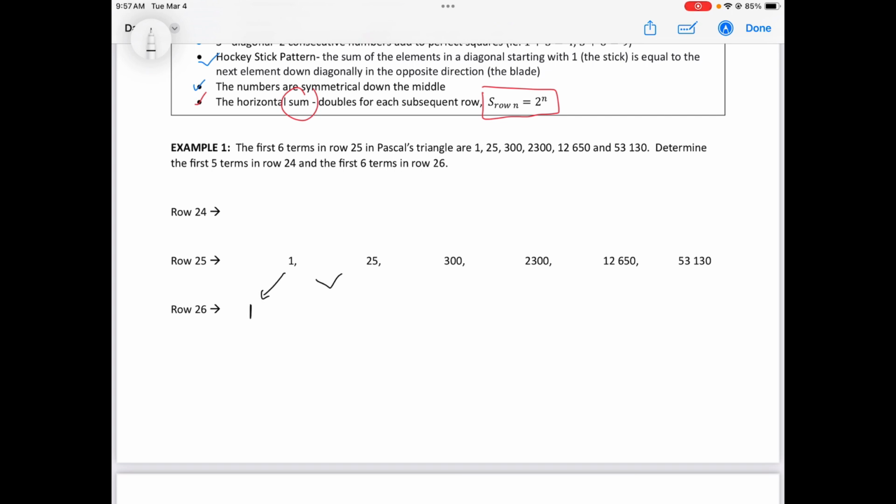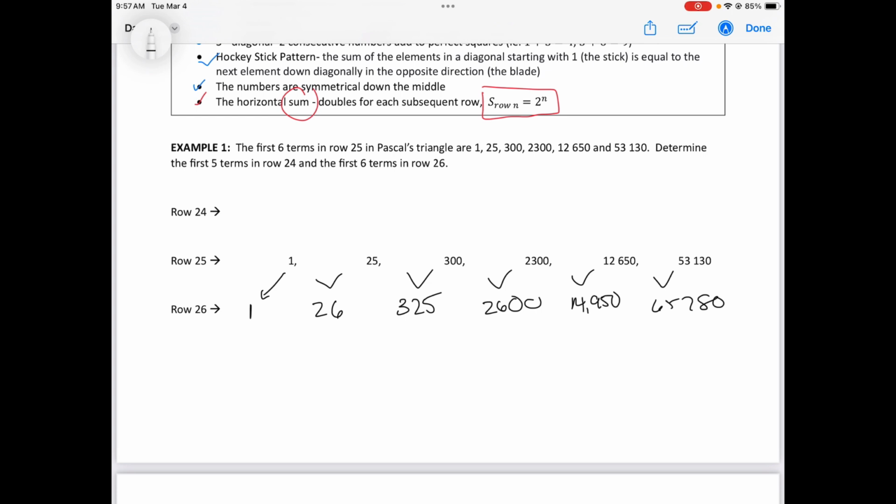Then let's add. 1 plus 25 is 26. 300 plus 25 is 325. 300 and 2300 is 2600. 2300 and 12,650 is 14,950. 12,650 plus 53,130 is 65,780. Those are the first 6 terms in row 26.